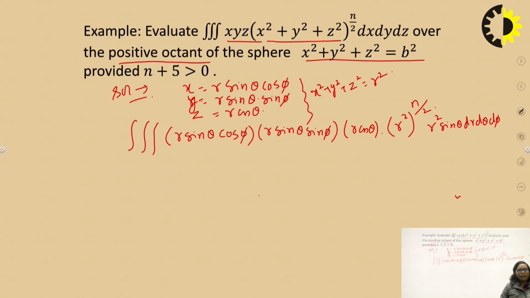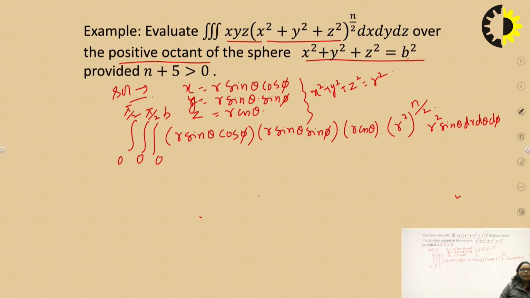dr dθ dφ. Okay. So finally, I know the limits also in the positive octant. The limit for r for this sphere of radius b is 0 to b. For the limit of theta, it's again 0 to pi by 2. And for phi also, this is equal to 0 to pi by 2.